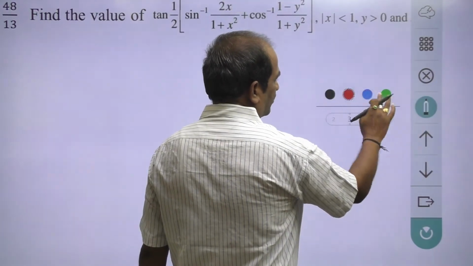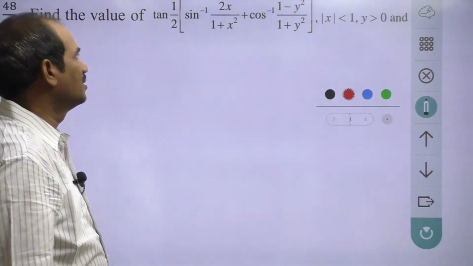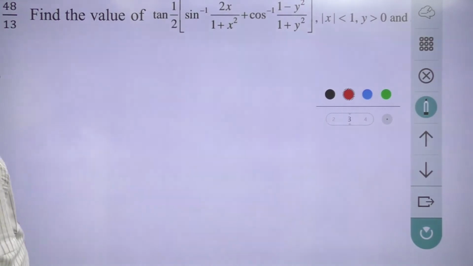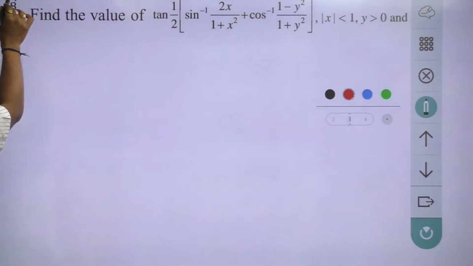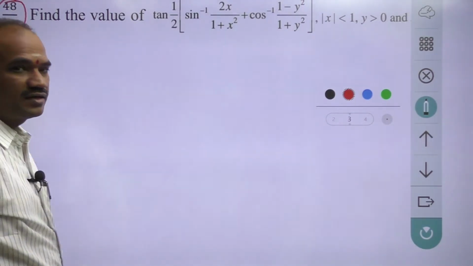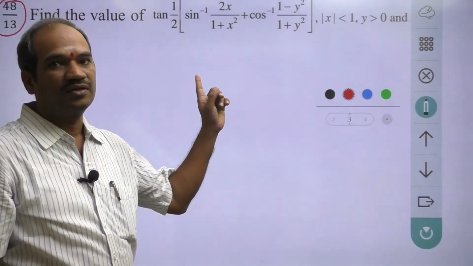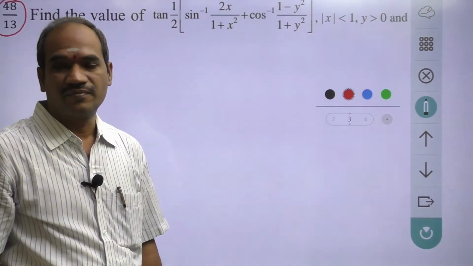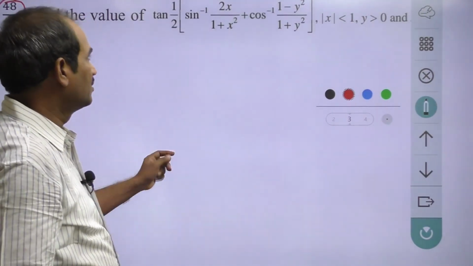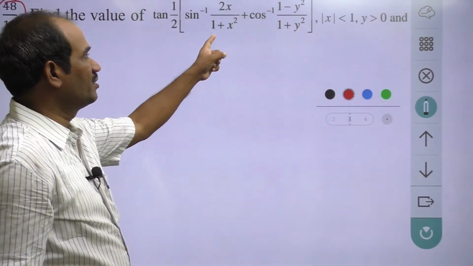See here in this next question, page number 48 by 13 question. This question is given in the objective problems. All objective problems, this question is a repeated question. In this problem, tan of 1 by 2 into this value.